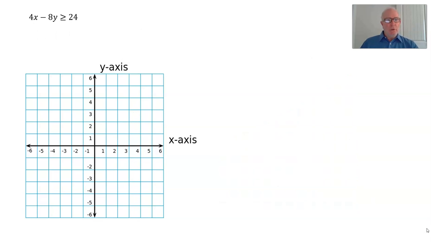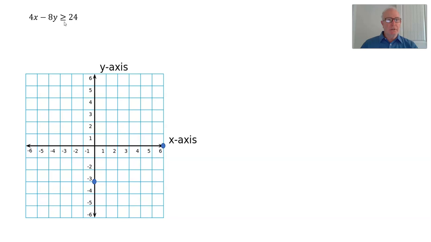Now, when we're given an equation that's not in the slope-intercept form, now we have to be careful and think where we shade. So first of all, we're going to plot the intercepts. The x-intercept is when y is 0. So 4 times what equals 24? Well, 4 times 6 is 24, so we're going to plot a point at 6. The y-intercept is when x is 0. So -8 times what equals 24? -8 times -3 is 24. So we plot that point.